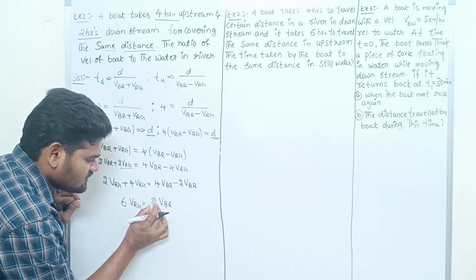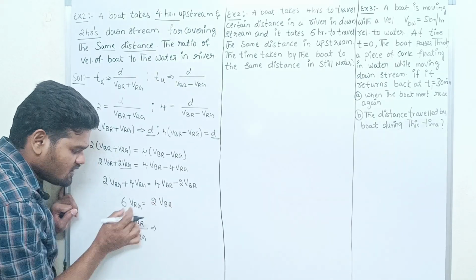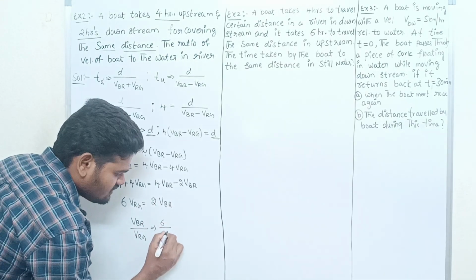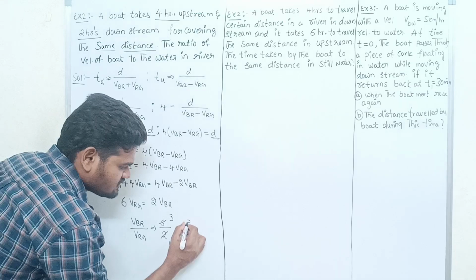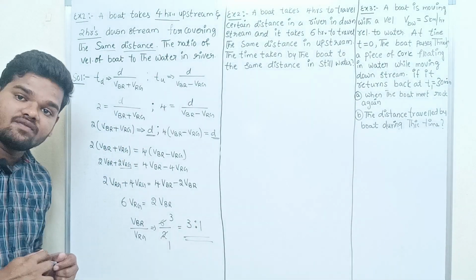Okay, right. So if we bring this term to this side, it becomes VBR divided by VRG, and if 2 comes to this side, it becomes 6 by 2. So 2 ones are 2, 2 threes are 6. So 3 is to 1. So what is our answer? 3 is to 1. Okay.